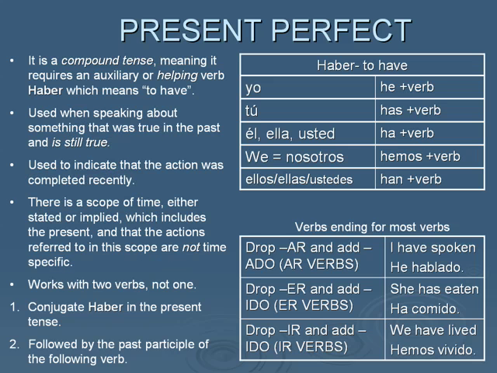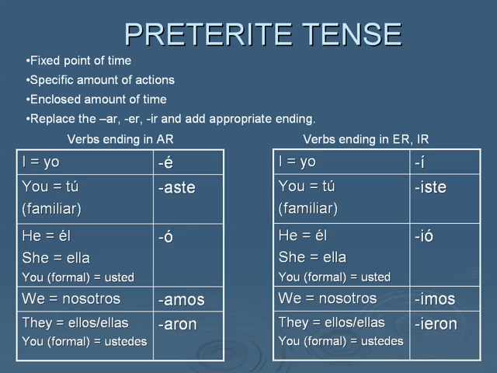The present perfect, it's used to indicate the action was completed recently. This is a compound tense. You need the verb haber, meaning to have, and then the past participle of the following verb. So you use he, has, ha, hemos, and han, plus the verb. So you drop the AR and you add ado for AR verbs, and for the ER and IR, you drop those and you add ido.